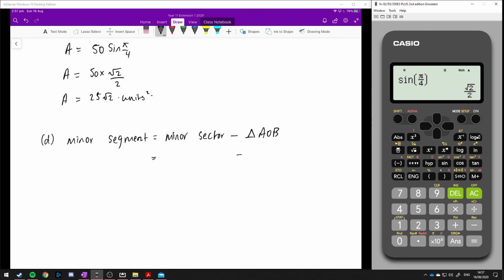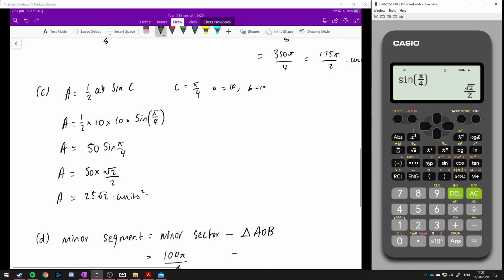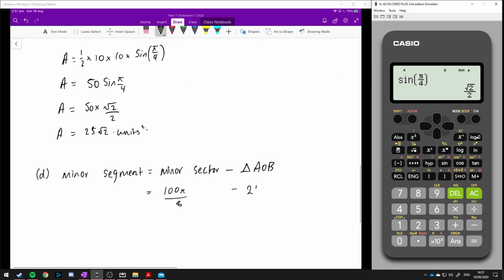So 100 pi on 8 minus triangle AOB, which was just above, which was 25 root 2. And there's no tricks to do this one. It's just literally plug it straight into your calculator and hope, for everyone's sake, that it is a positive number. Because if it's not positive, it means we've done something wrong, but I don't think we've done anything wrong. So 3.91 units squared.